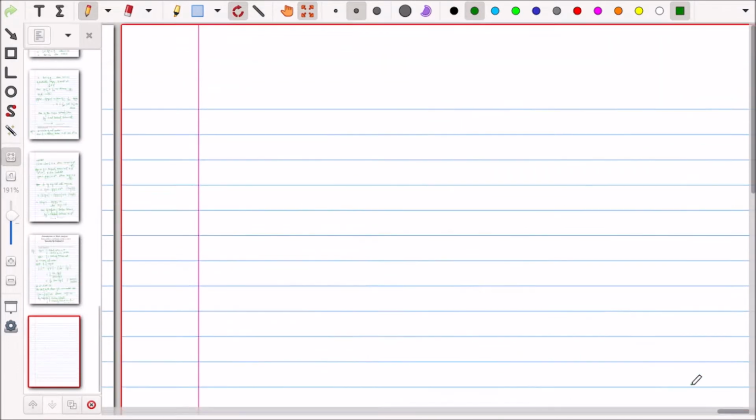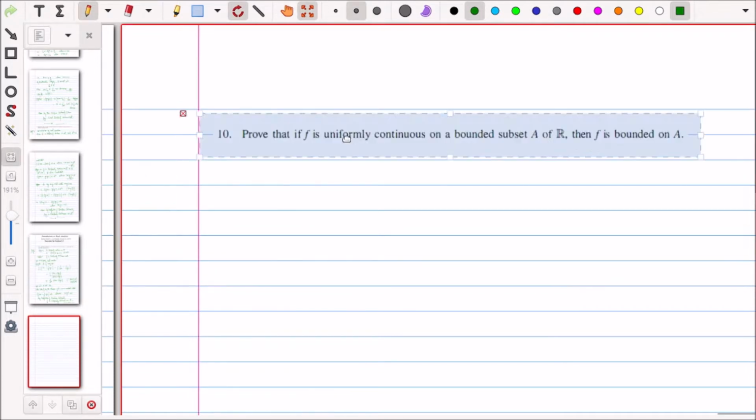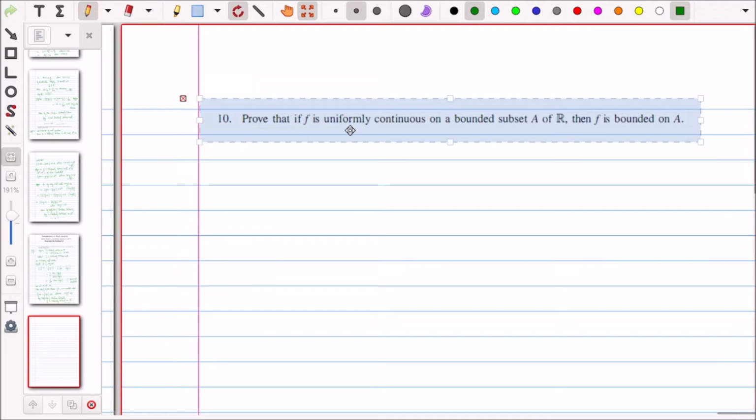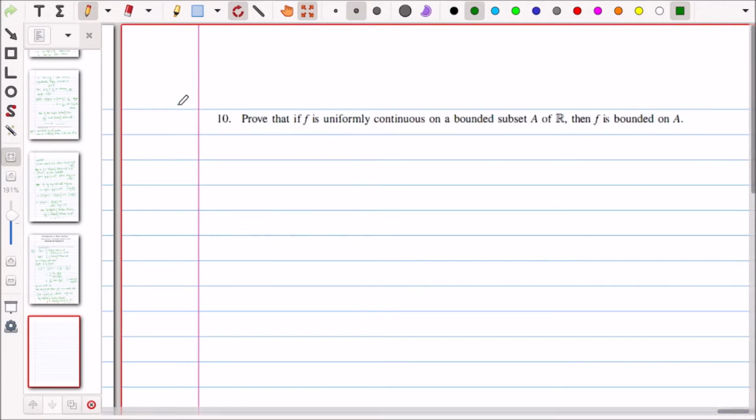Now let us move to question number 10. In question number 10, we are given a uniformly continuous function on a bounded subset A of R. We have to show that f is bounded on A. So let us start with its proof.